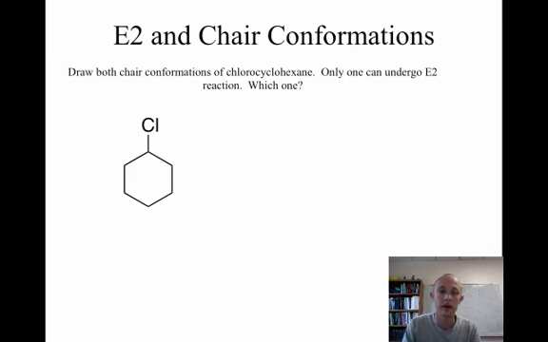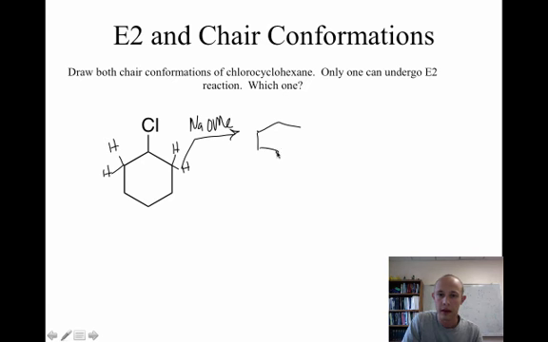Okay, the last thing that I want to talk about is looking at chair conformations in order to understand elimination reactions. So it turns out that if this compound, let's say we treat it with sodium methoxide, it's a small base. We have two hydrogens here at the beta carbon, and we have two hydrogens here at the beta carbon. So our product, doesn't matter how we show this, is just going to be cyclohexane.